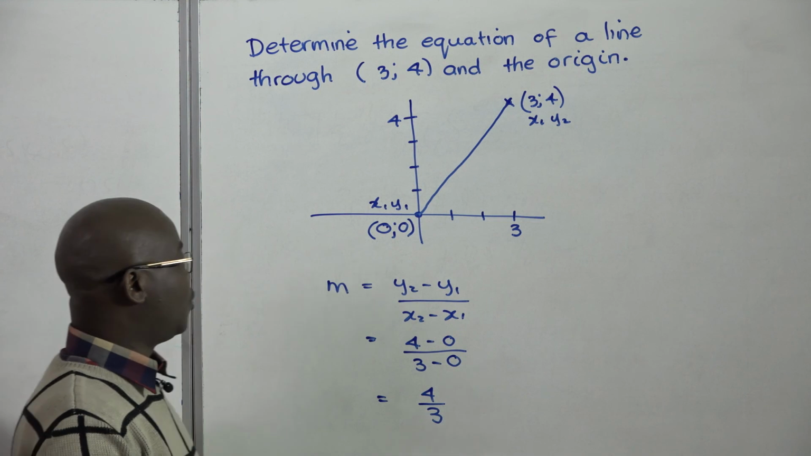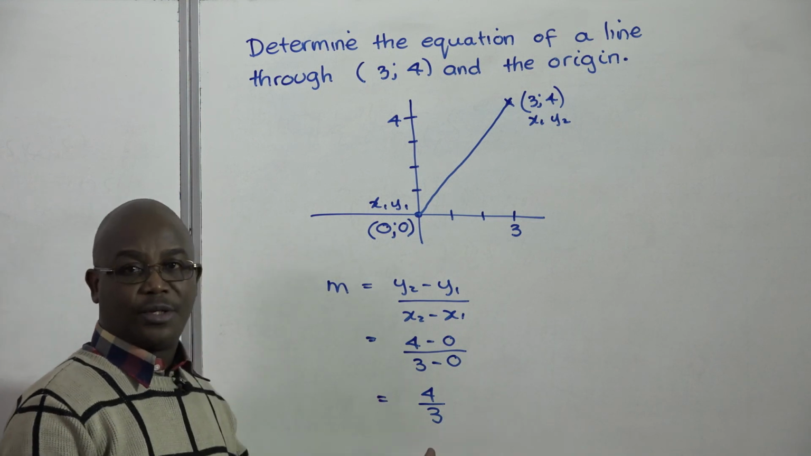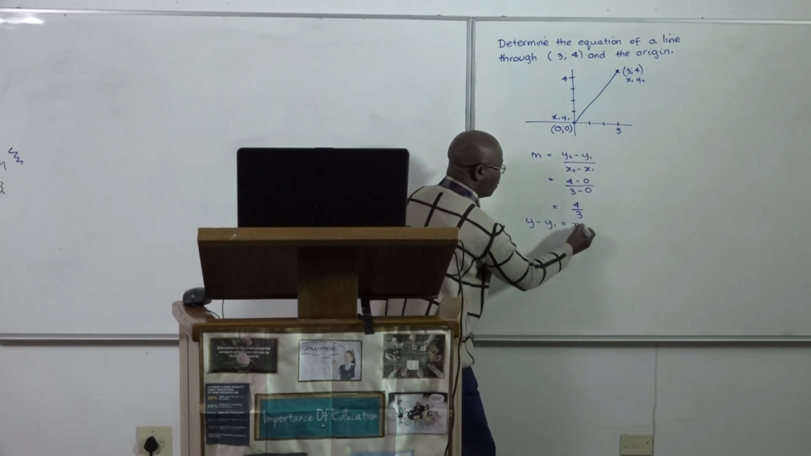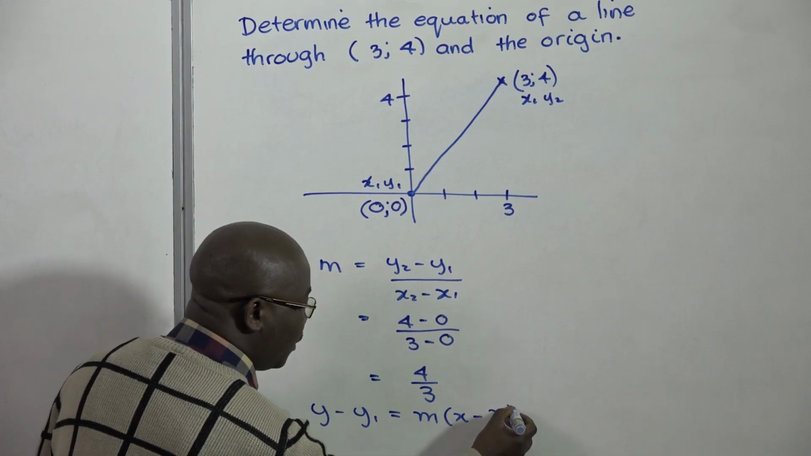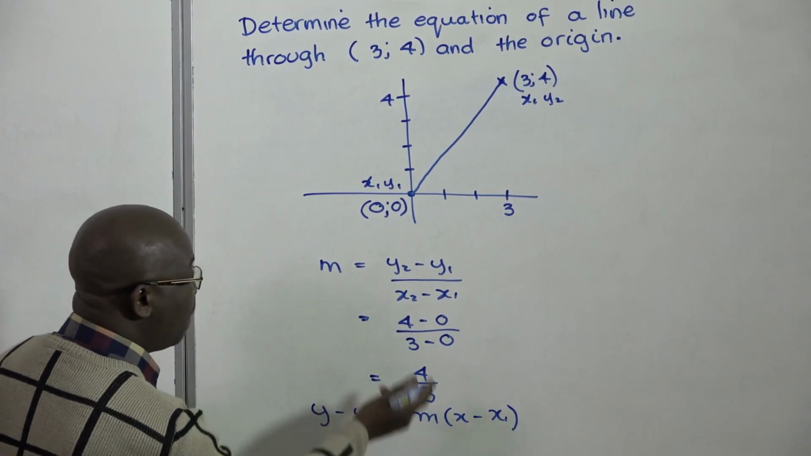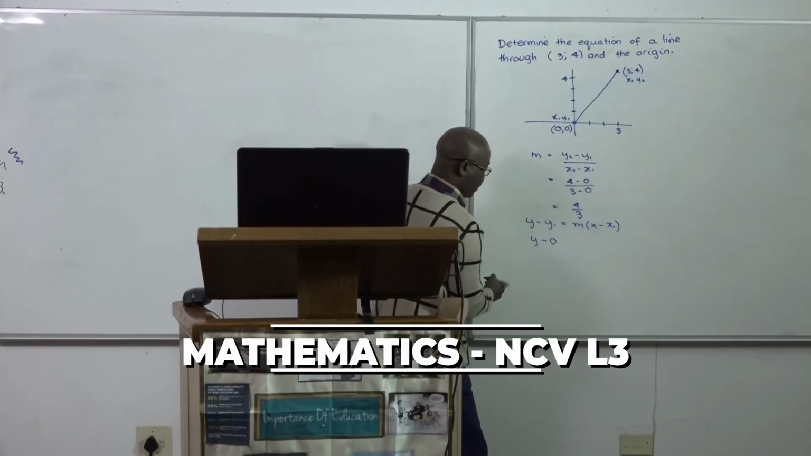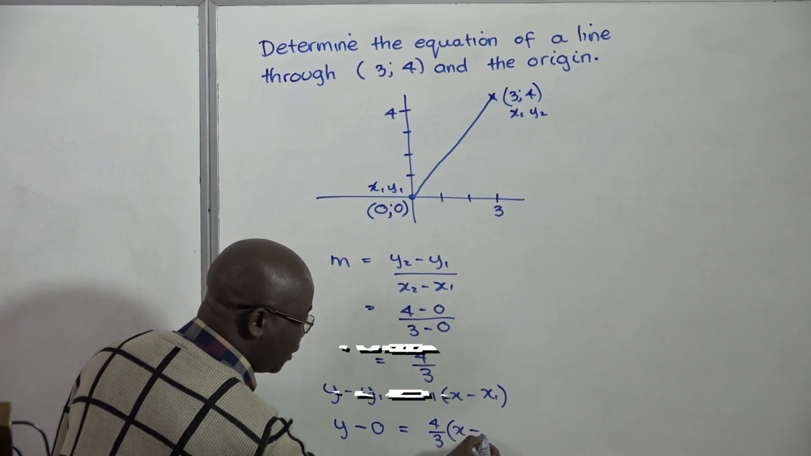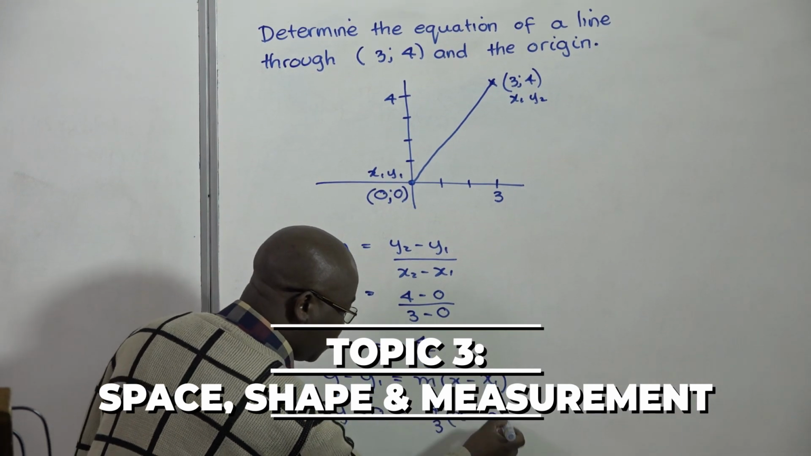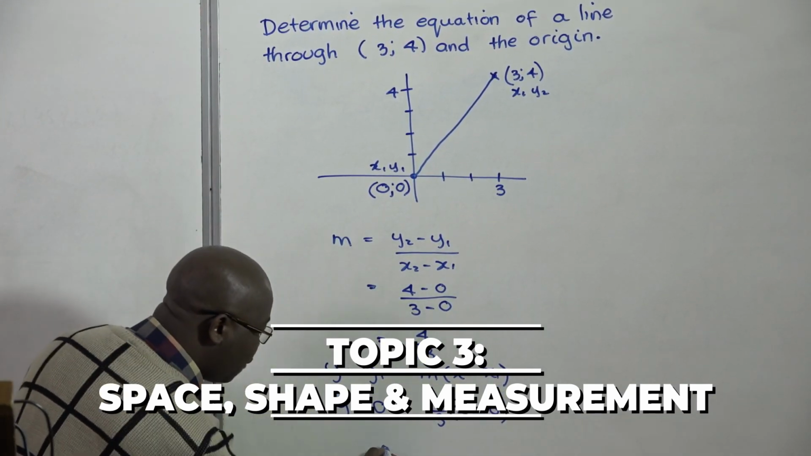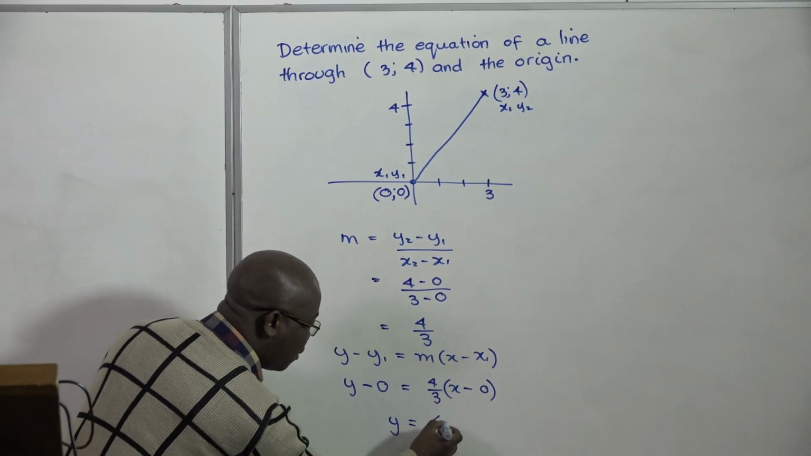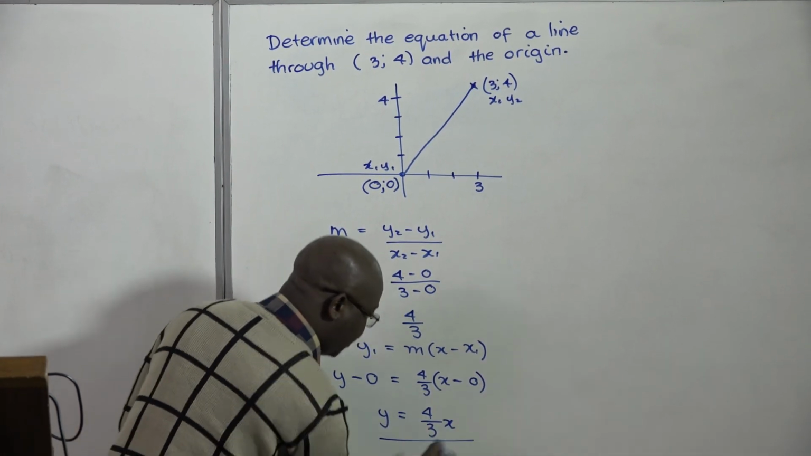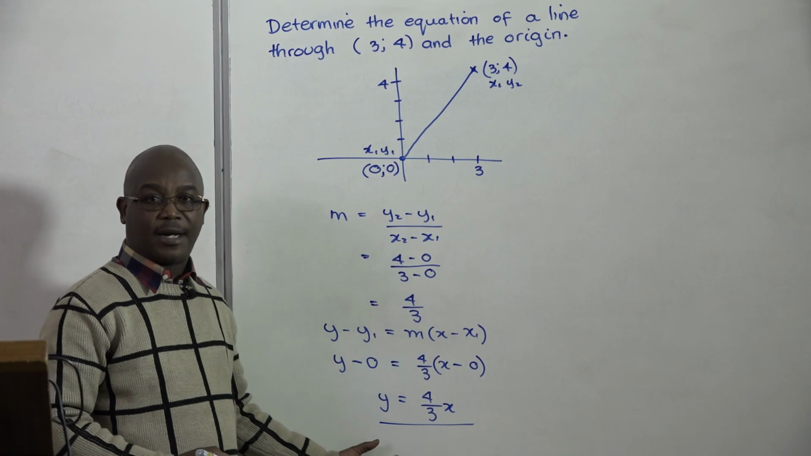And the next thing now is to substitute this gradient into the general equation, which is y minus y1 is equal to m(x minus x1). y minus y1, it is 0, is equal to m, which is 4 over 3, x minus our x1 is 0 also. Therefore, it becomes y is equal to 4 over 3x. And that becomes the equation of the line.